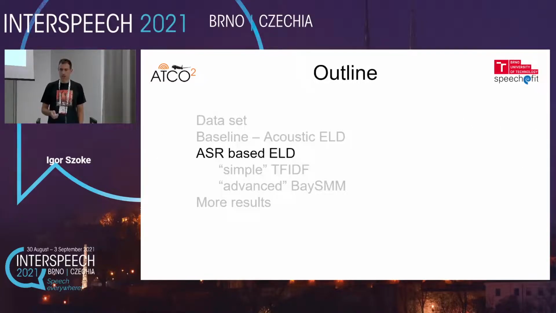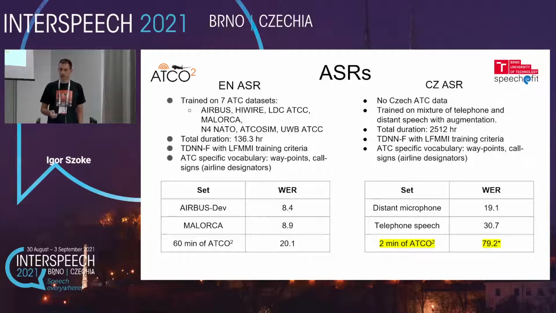So let's see how the ASR-based English language detector works. So first, we use two ASR systems. The main one is an English ASR trained on the ATC domain.